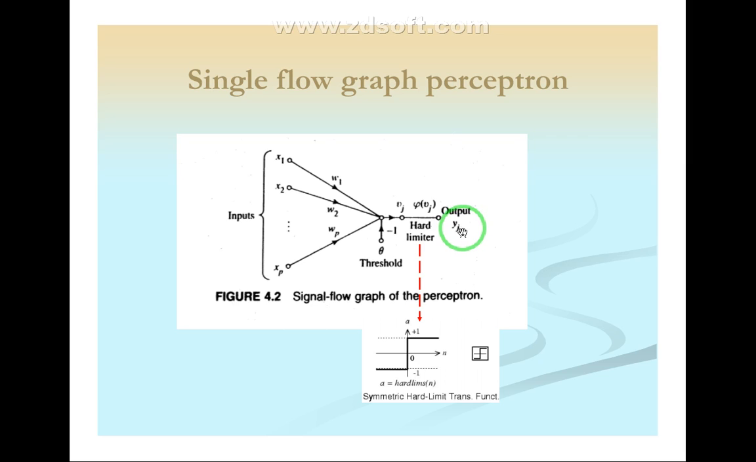Yj, which is the output of the perceptron, can be defined with respect to the transfer function. As you could see, the transfer function of this perceptron is a symmetric hard limit transfer function. In this respect, the output could be -1 or +1. So the summation of inputs times weights and the transfer function of this unit can define the output for us.